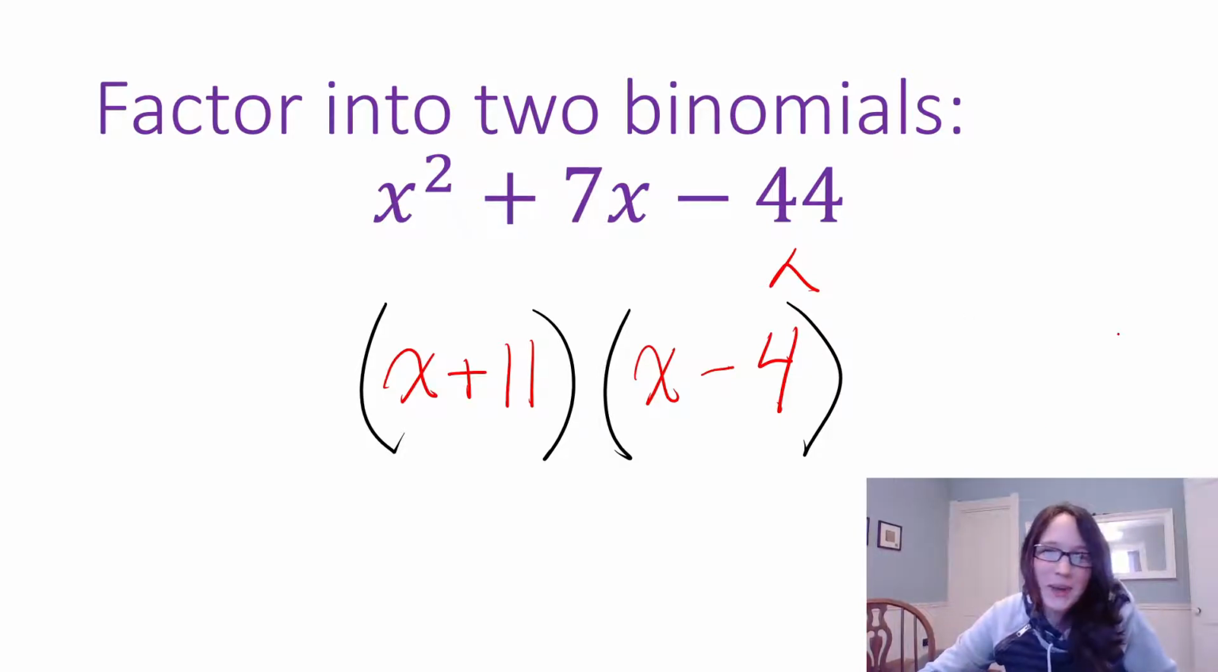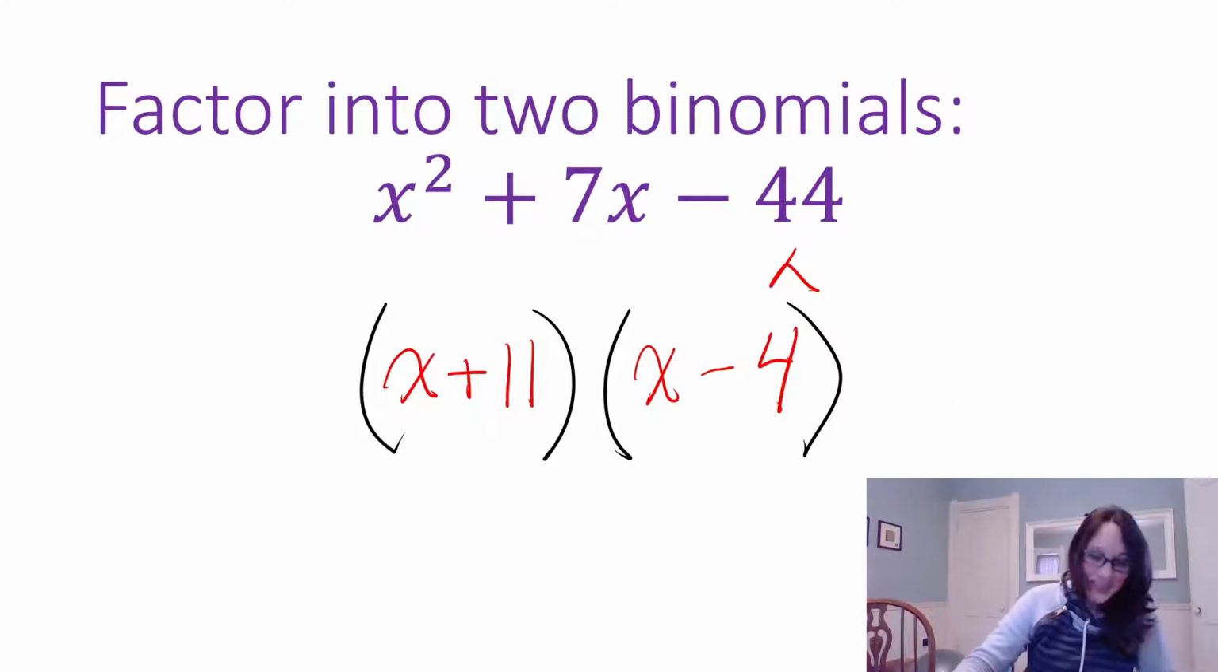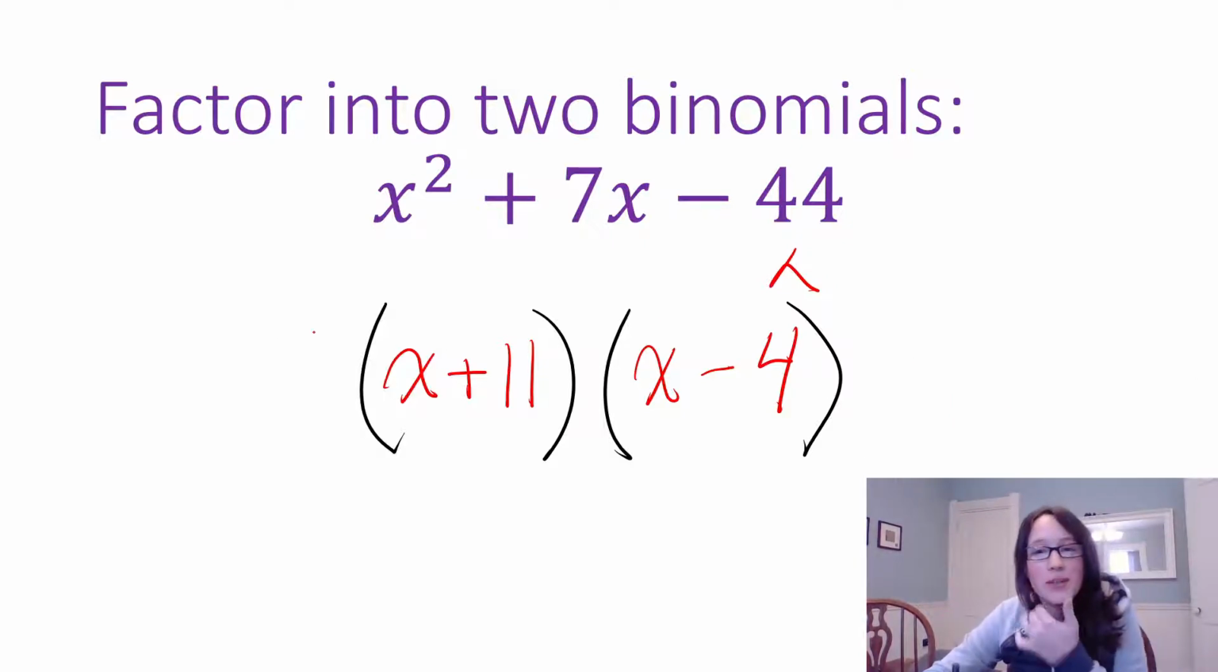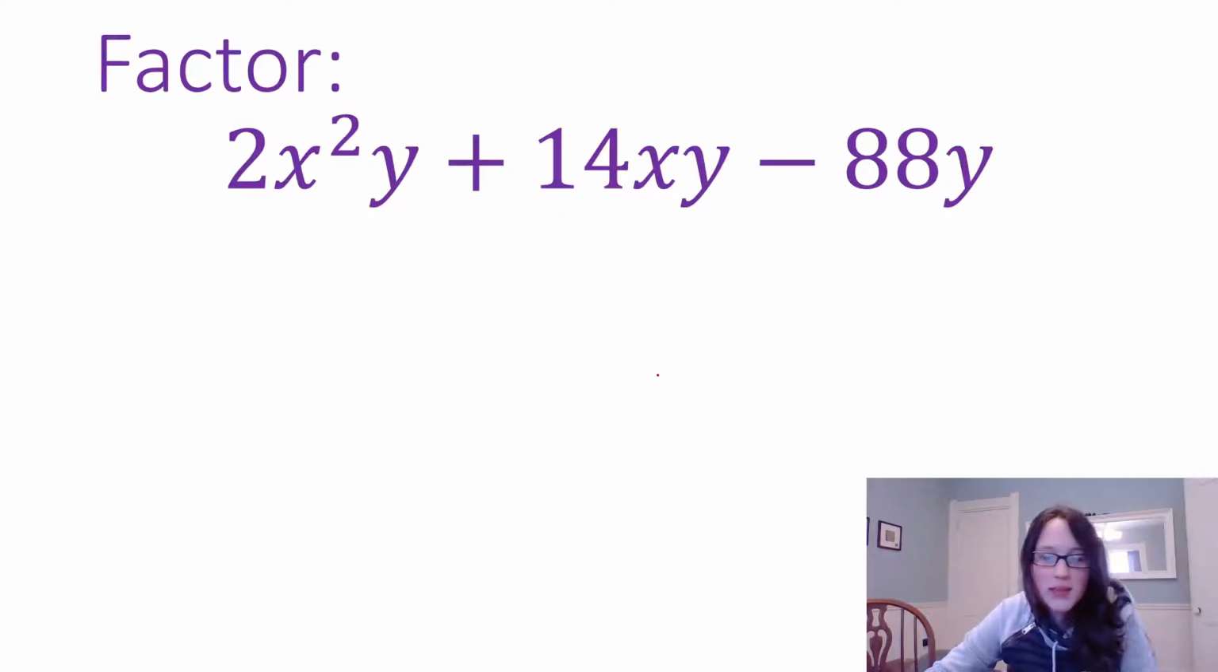I'm sorry, guys. But 44, we don't have a lot of factors. That was really painful. We can do 11 times 4, and that's about it. So the 11 needs to be positive. The 4 needs to be negative.